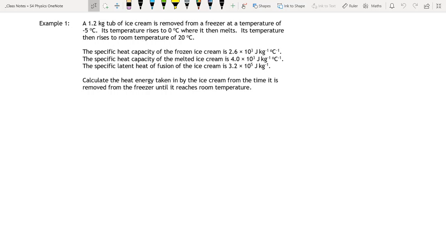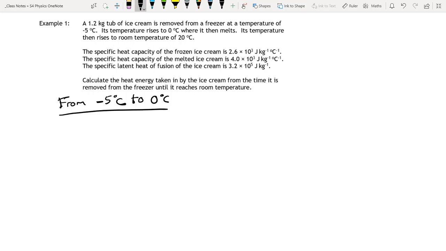And we've been given the specific heat capacity of frozen ice cream, specific heat capacity of melted ice cream, and the specific latent heat of fusion of ice cream. So that's from when it goes from a solid to a liquid. Right, so what I'm going to do is put it under 3 headings. So first of all, from minus 5 degrees C to 0 degrees C. So we've got a change in temperature.